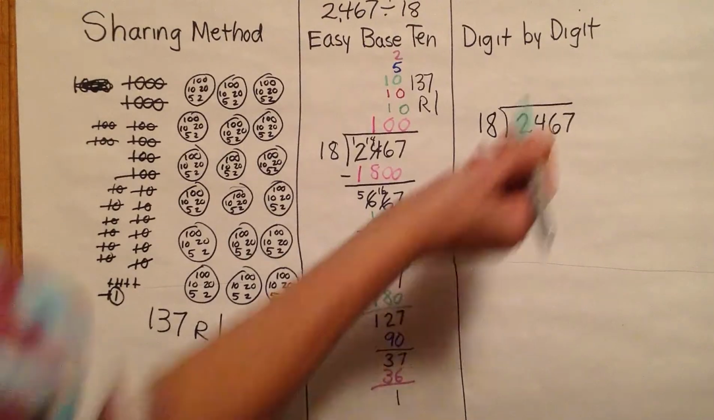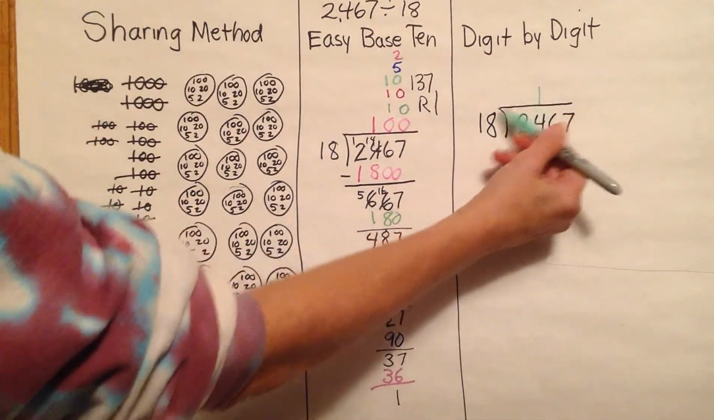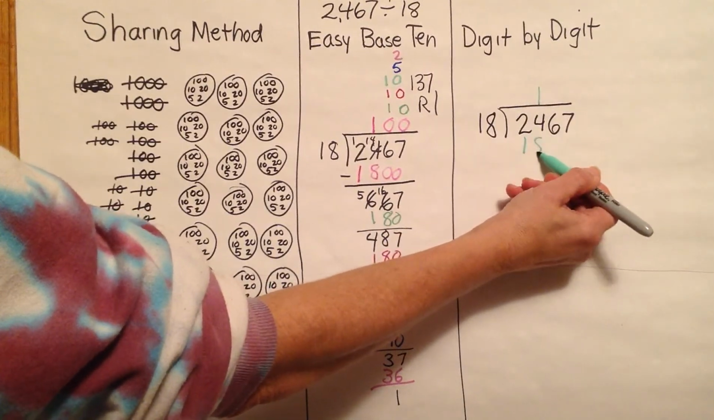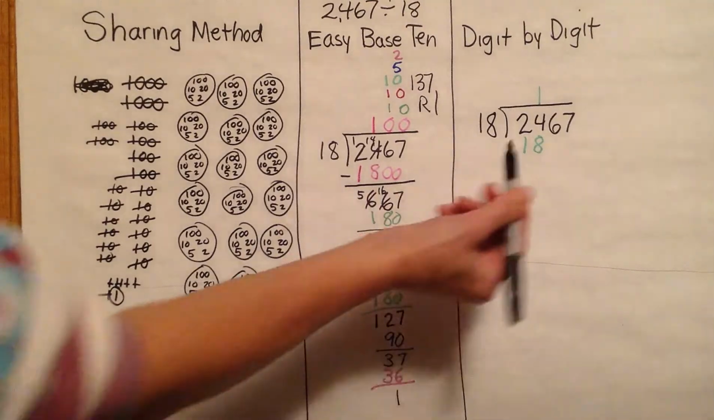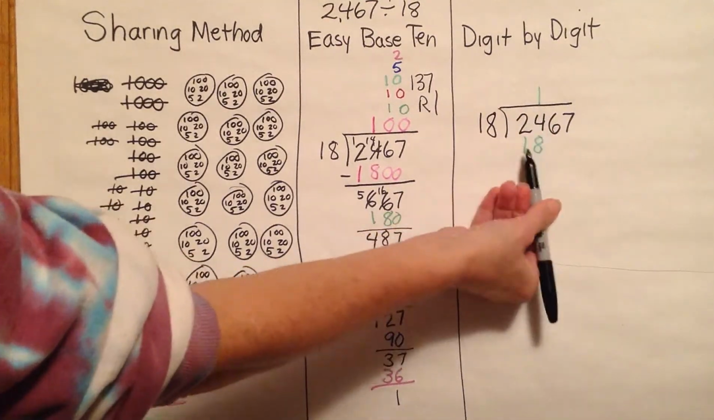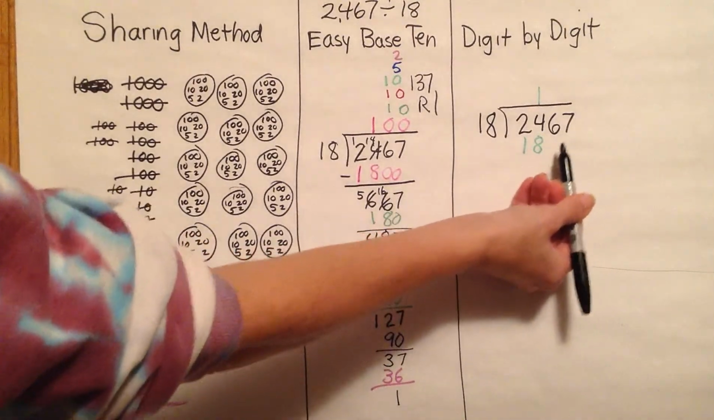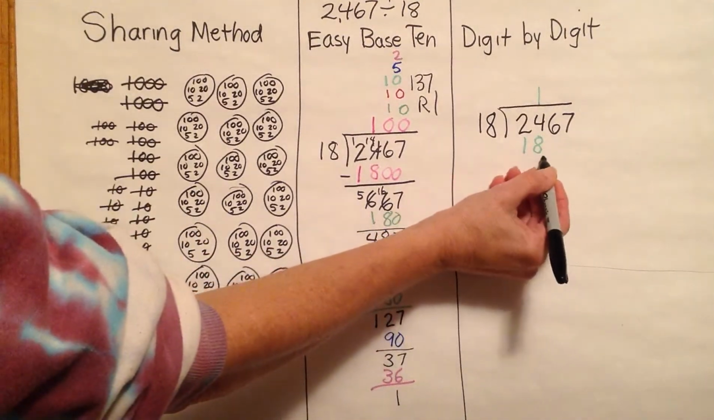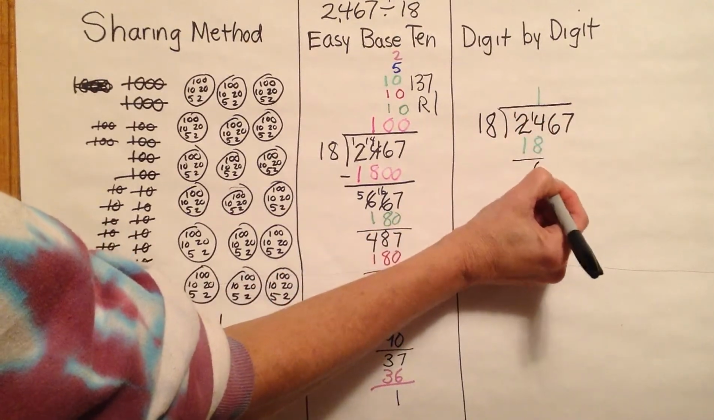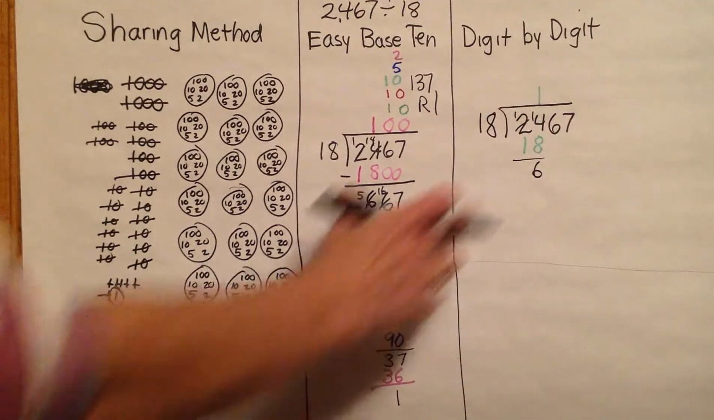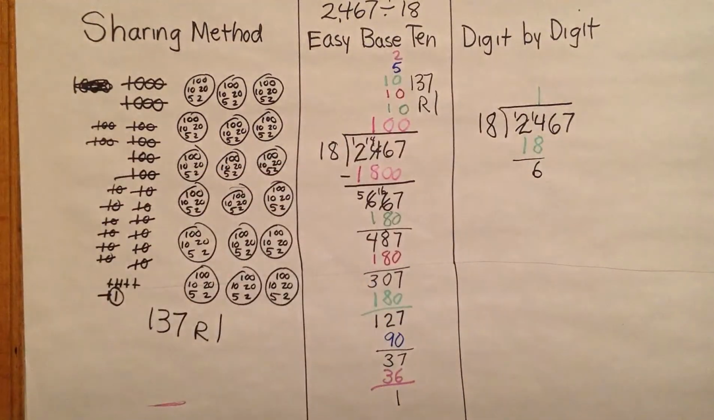Let me change colors. So I'm going to make one group of 18. That's 1 times 18 out of that 24. And notice I'm subtracting from the 24 because that's where I made the groups from. Now in reality that's 1,800 just as it was over here, but I don't have to worry about that right now. I'm going to subtract, and 14 minus 8 is 6. So I have 6 left over. I can't put 6 in 18 groups, so I should be right by making just one group there.